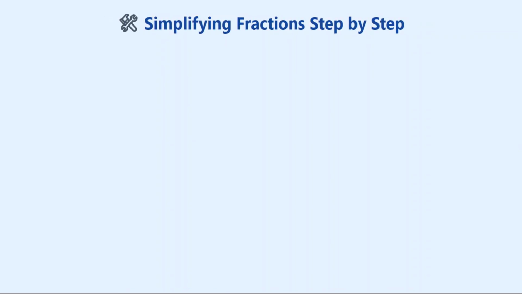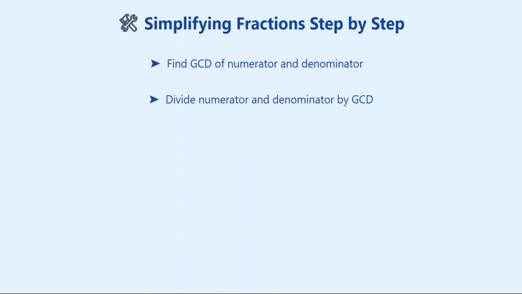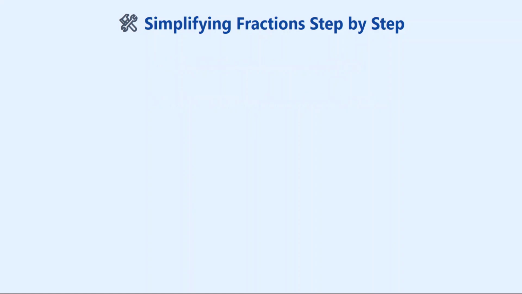Sometimes fractions look big, but we can make them smaller and easier. This is called simplifying. To simplify, find the biggest number that divides both the numerator and the denominator. That number is called the greatest common divisor, or GCD. Then divide both the numerator and denominator by that GCD. Let's try this together step by step.